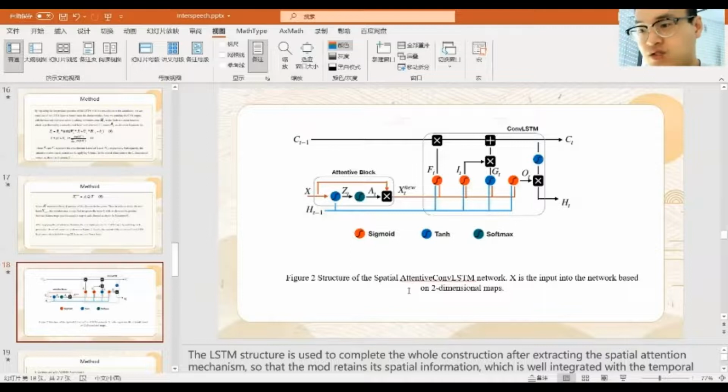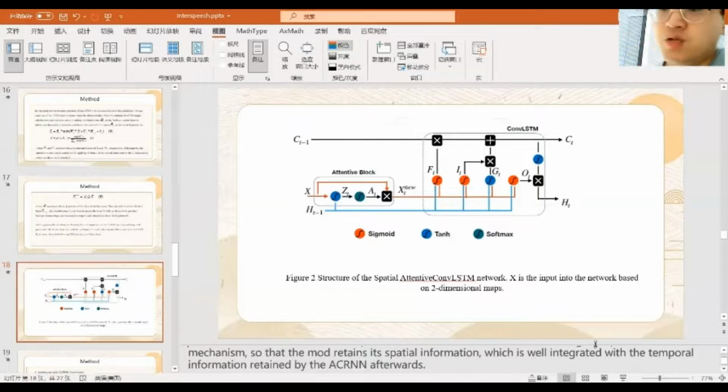This is the structure of the spatial attentive ConvLSTM network. It takes as input two-dimension maps. The LSTM structure is used to complete the whole structure after extracting the spatial attention mechanism, so that the module retains its spatial information, which will be integrated with the temporal information retained by the ACRNN afterwards.